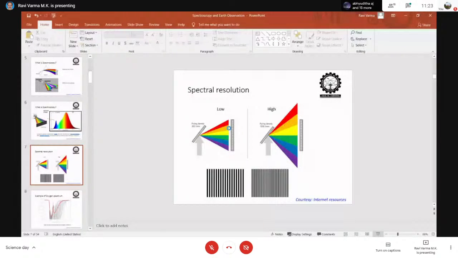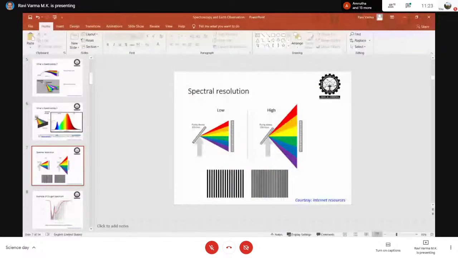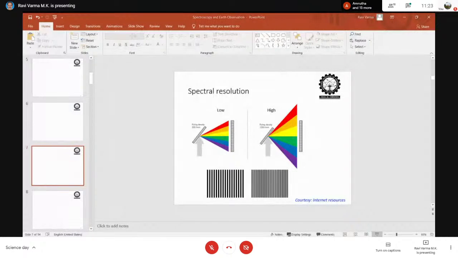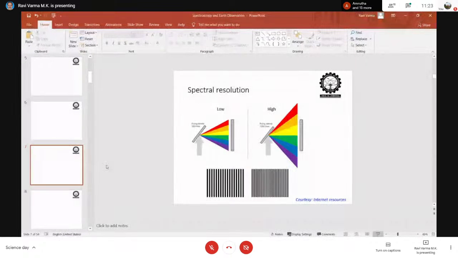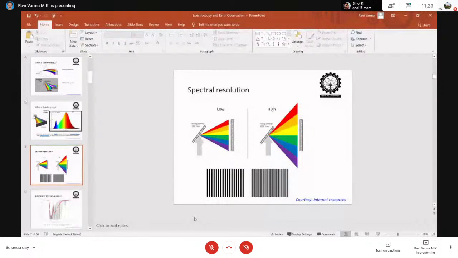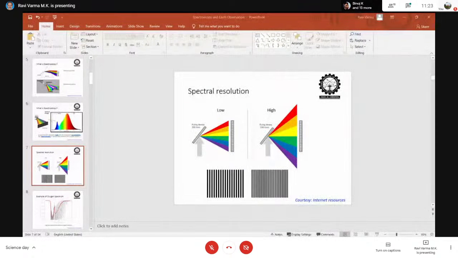Sir, how about now? Are you using the window sharing mode or just sharing the entire screen? Now it is window sharing mode. Okay, I think sometimes some errors used to occur in the window sharing mode. I think the entire screen sharing will be somewhat more stable.